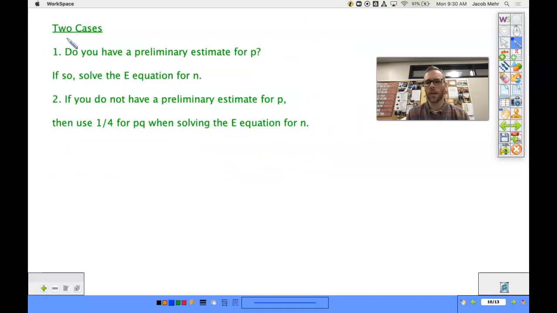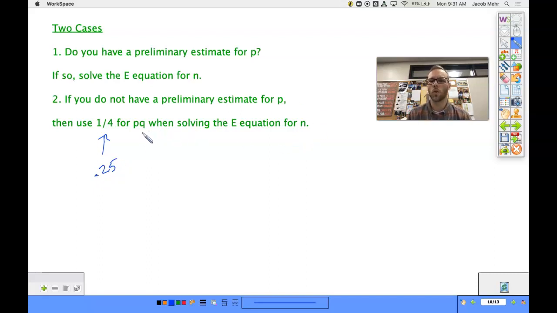Okay, so there's two different cases if you're going to find the minimum sample size. If you have a preliminary estimate for P, you can use that. Use the P and the Q, and solve for N. Just like what we did. We already had a survey with 100, so we had an estimate for P and Q. If you do not have a preliminary estimate for P, we haven't surveyed at all before, we have no idea what to expect. What we use is 1/4 for P times Q. Notice 1/4 is 0.25.